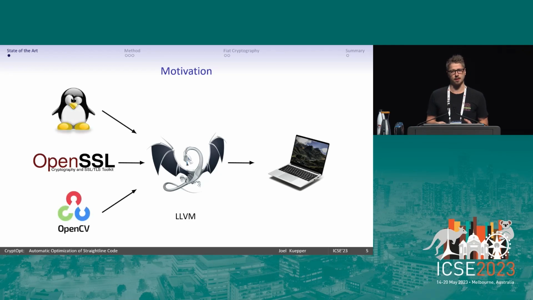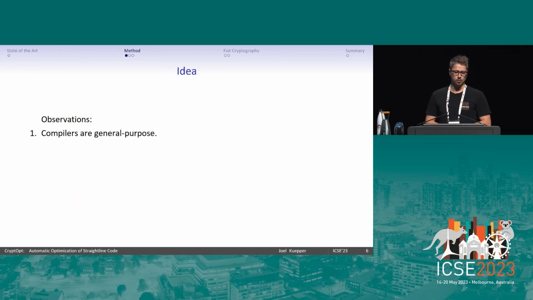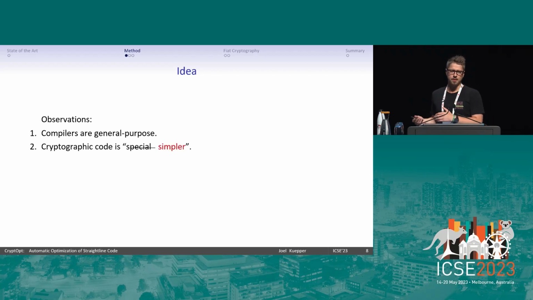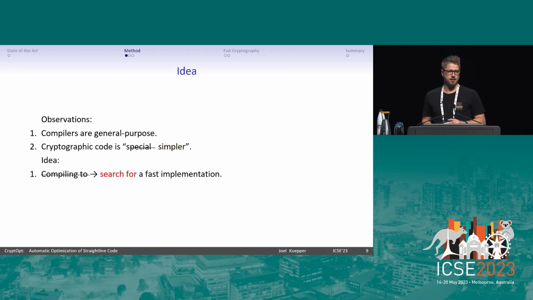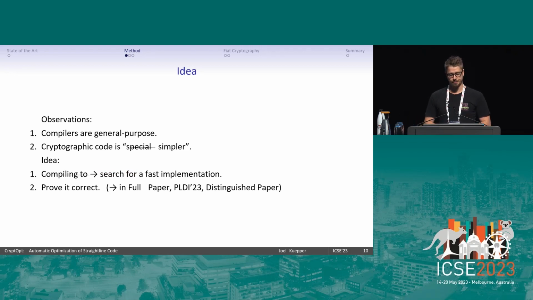That makes sense if we consider that compilers are usually general purpose compilers, and they're not designed to compile cryptographic code. So we have two main observations: compilers are general purpose, and cryptographic code is a bit of a special snowflake. By special, I mean it's actually much simpler than general purpose code, heavy on arithmetic rather than control flow, whereas compilers are designed to optimize control flow, loop unrolling, things like that. So our idea is, instead of compiling to fast code, we want to search for a fast implementation. And in the full paper, you can read how we prove that it's actually correct.